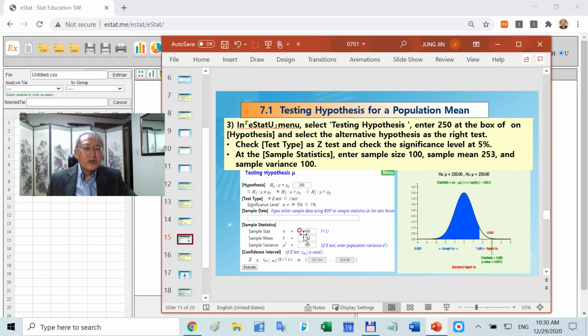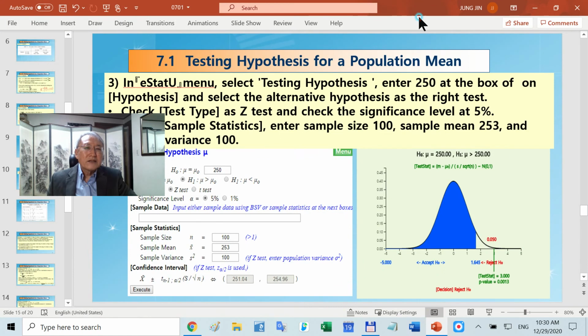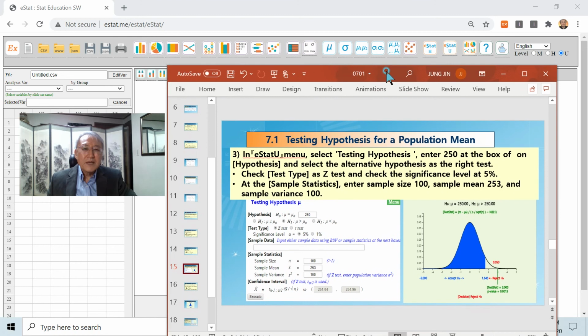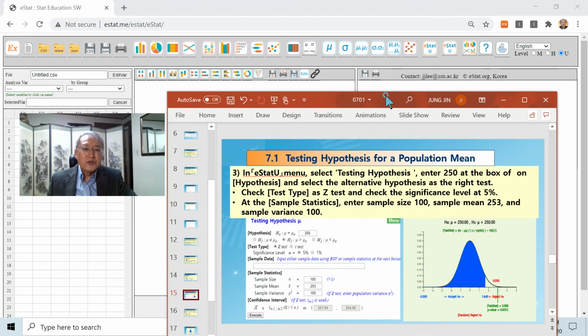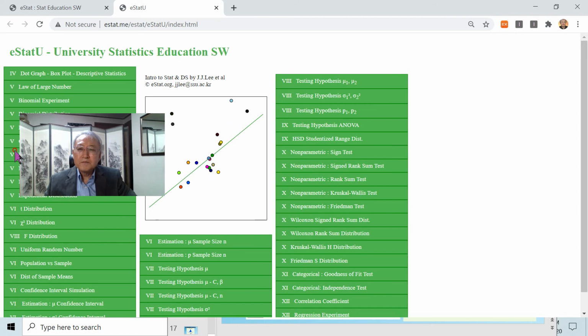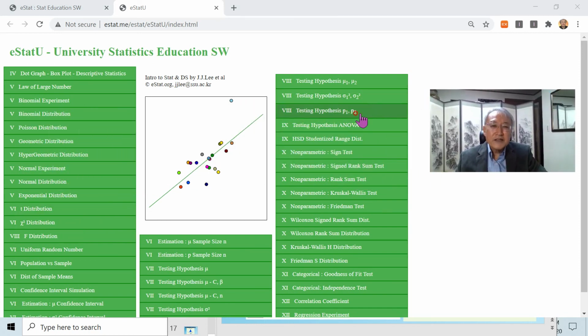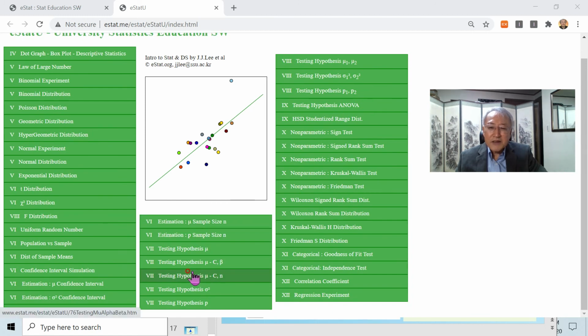You can do that using E-stat. Okay. Let's do an experiment. Are you ready to use E-stat? Click E-stat U. And where is the testing hypothesis? Here is testing hypothesis about mu. Okay.